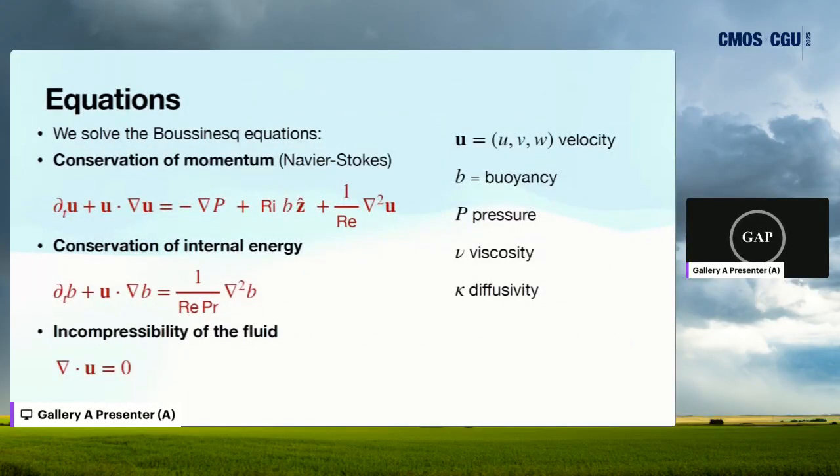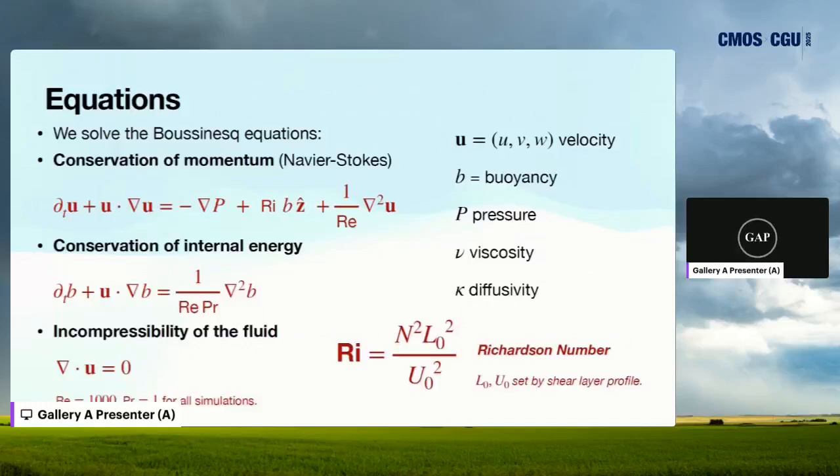To initialize our simulations, the equations that we solve are the Boussinesq equations, where we have conservation of momentum, or Navier-Stokes, conservation of internal energy, and incompressibility of the fluid. The variables are listed on the right. For all of our simulations, we'll have the Reynolds number be 1000 and the Prandtl number be 1.